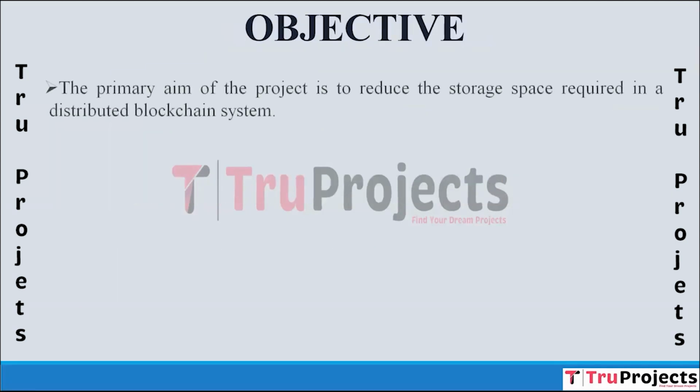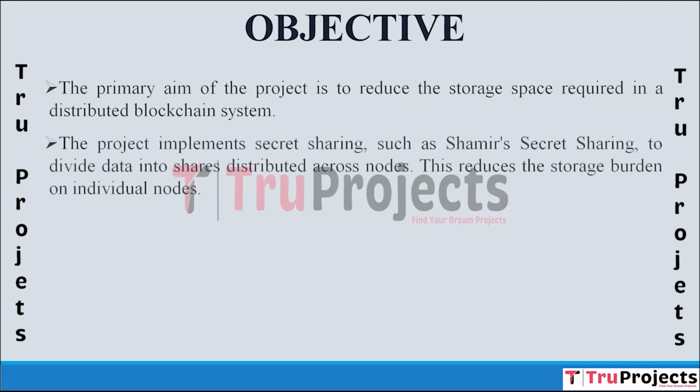Objective. The project's primary objective is to minimize the storage space required within a distributed blockchain system. By doing so, it aims to address the storage-related challenges that are commonly associated with blockchain technology. To achieve this, the project integrates secret sharing techniques, including methods like Shamir's secret sharing. Data is divided into shares, and these shares are distributed across various nodes in the network. This approach significantly reduces the storage burden on individual nodes, promoting efficient storage.